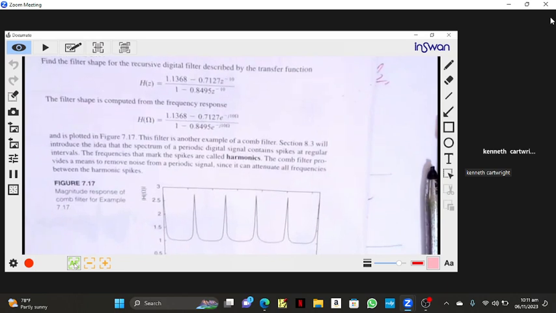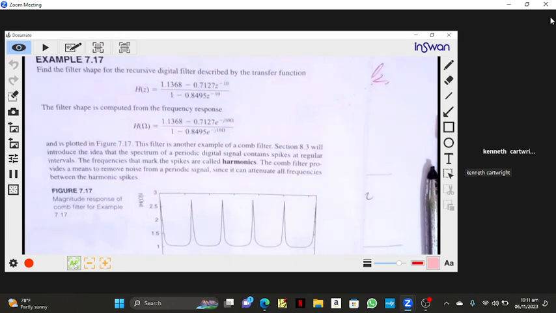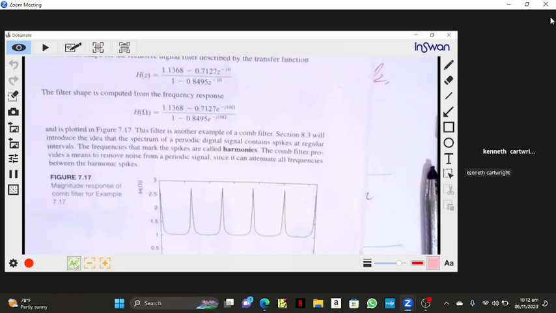Any questions about the comb filter? So here's something you could do in digital quite easily that you can't do in analog. You could create a filter that mimics reverberation. All right.